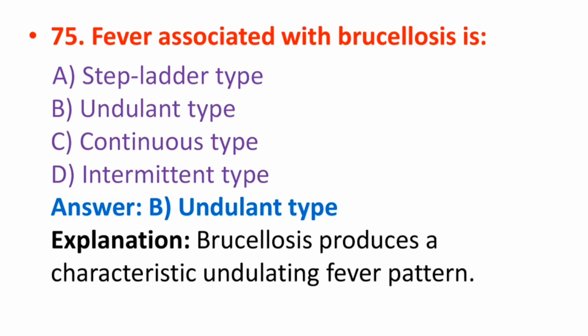Fever associated with brucellosis is option A, stepladder fever, option B, undulant type, option C, continuous type, option D, intermittent type. The correct answer is option B, undulant type. Brucellosis produces a characteristic undulating fever pattern.